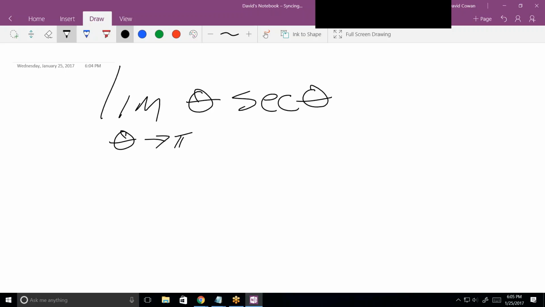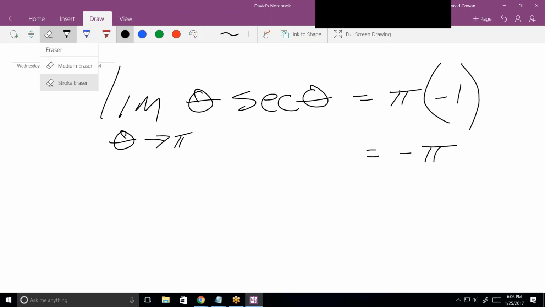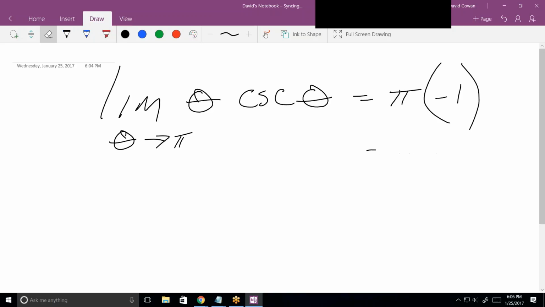So by direct substitution, I get pi times -1. In other words, this is the easiest one we've done yet because it does not involve an indeterminate. Now, I can make it a lot tougher by making this cosecant. Notice why it's a lot tougher now.